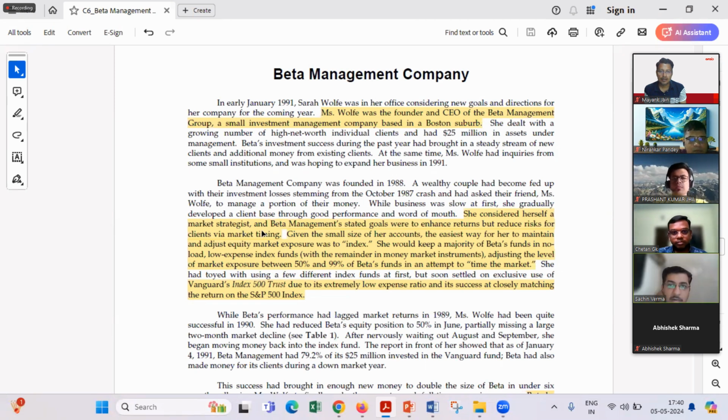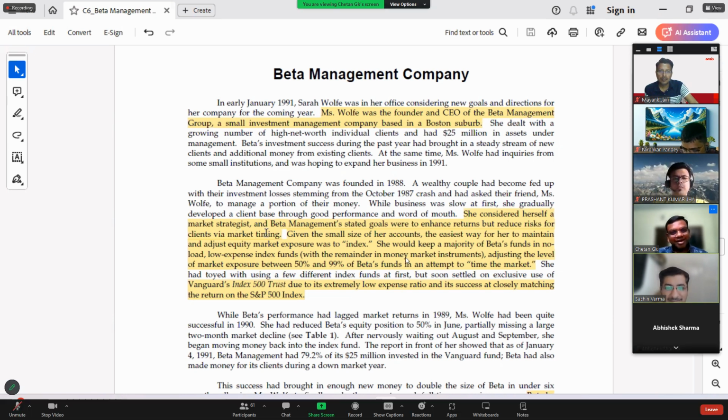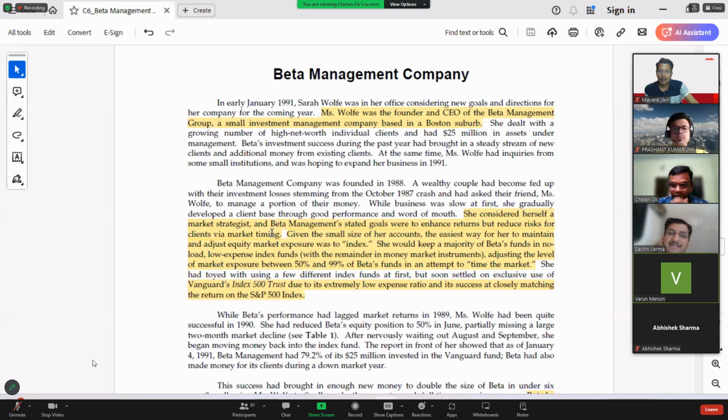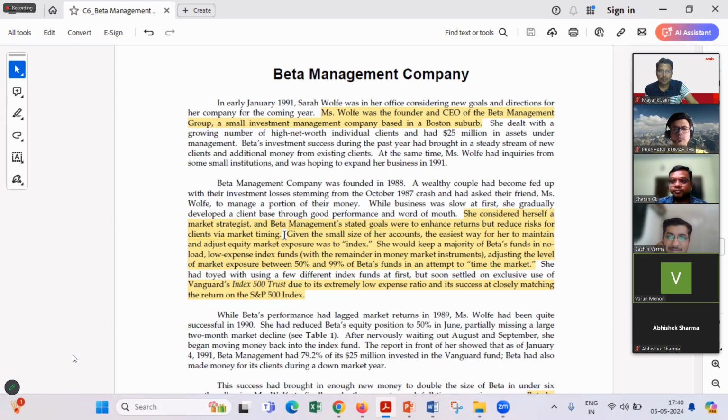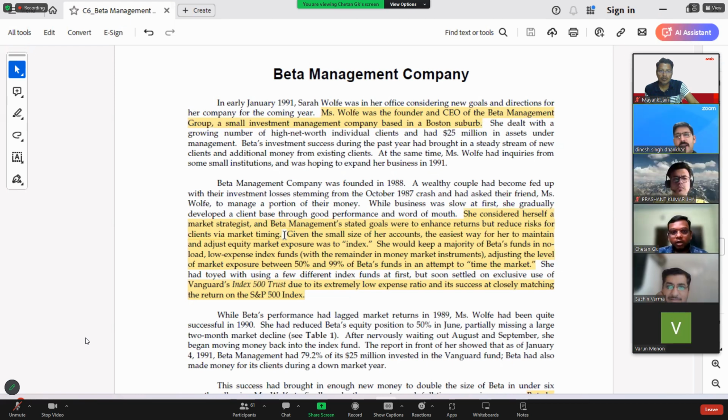The duration for which the market is open. No, that is called stock market timing. What do you mean by market timing? The right time to not invest in the market if the market is declining. Sir, buying low and selling high.